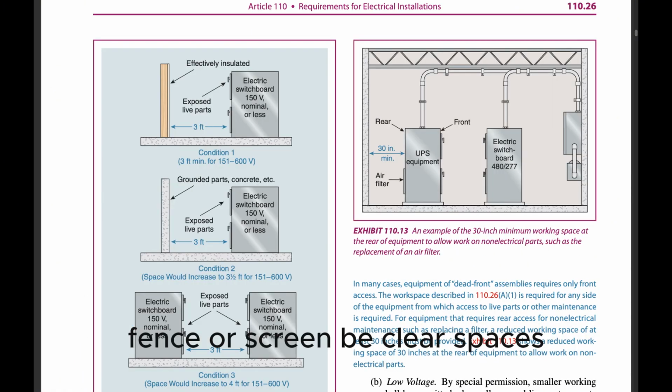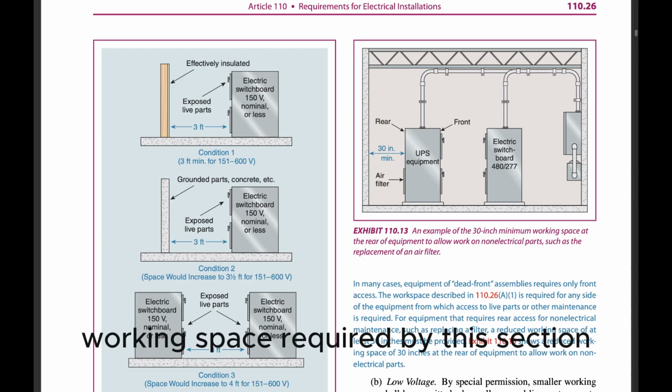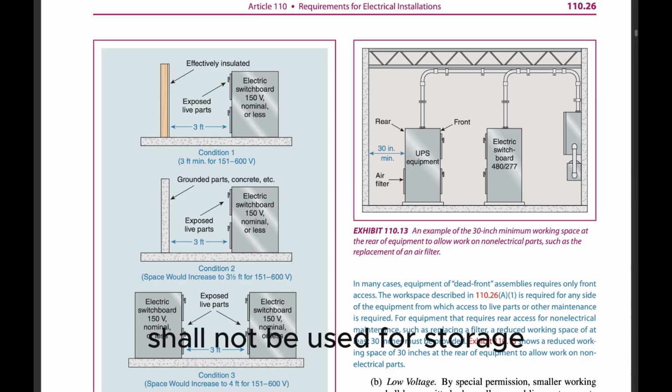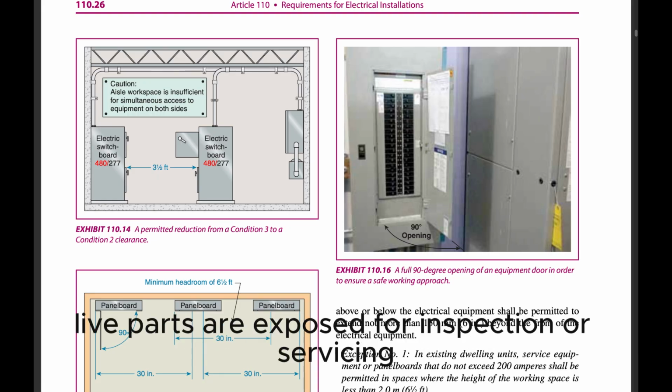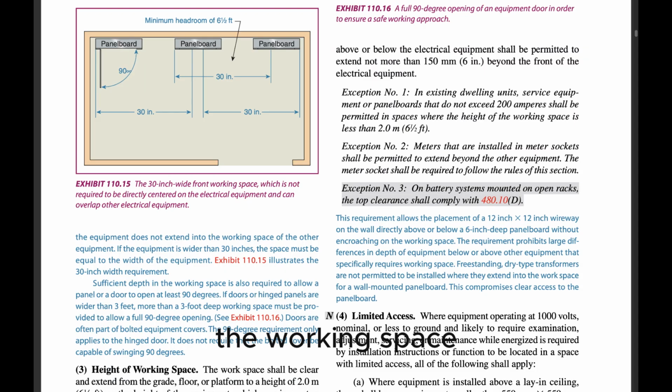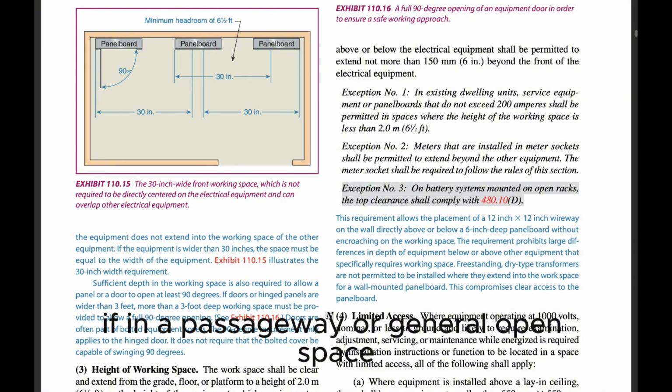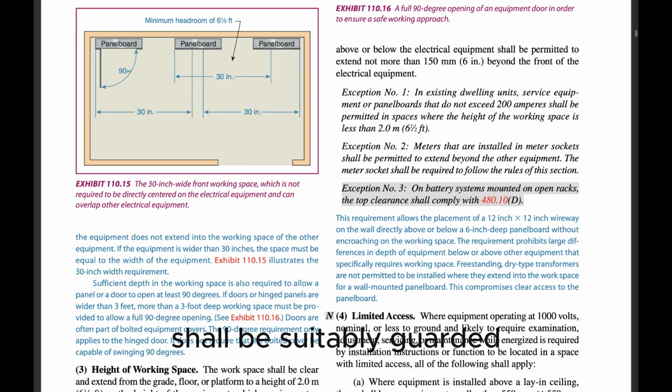B. Clear spaces. Working space required by this section shall not be used for storage. When normally enclosed live parts are exposed for inspection or servicing, the working space, if in a passageway or general open space, shall be suitably guarded.